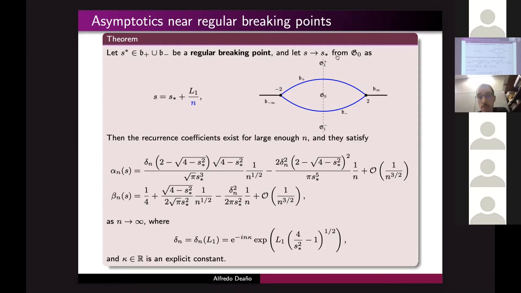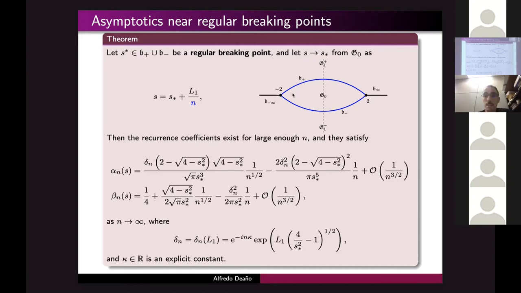So this is the limit, I should point out, from inside: S tending to S star from the one-cut region. If you want to go from the two-cut region, well, we didn't look at that, but it's considerably more complicated in other examples, probably here too.